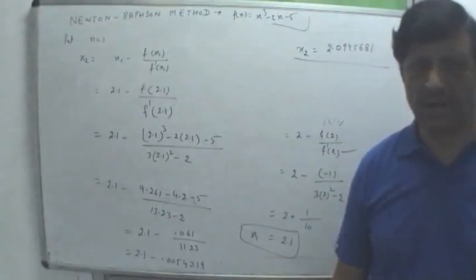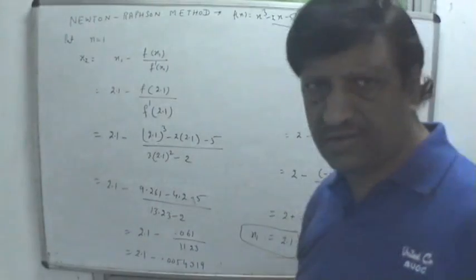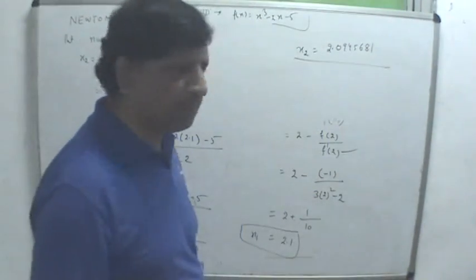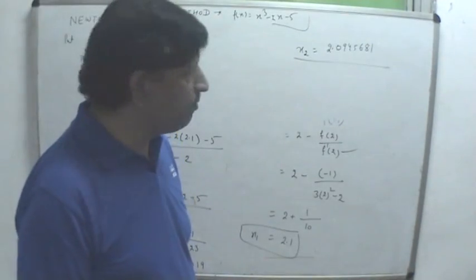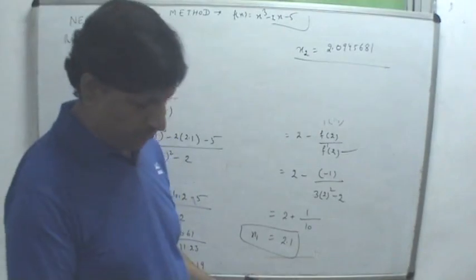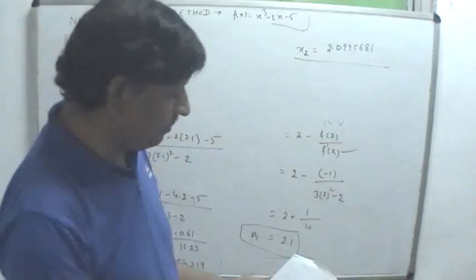So up to 8 or 9 decimal places, the value is available only in the second step. That is the Newton-Raphson method. In the same manner, we can proceed with the steps until we get the same values or approximately the same values. That is the Newton-Raphson method.